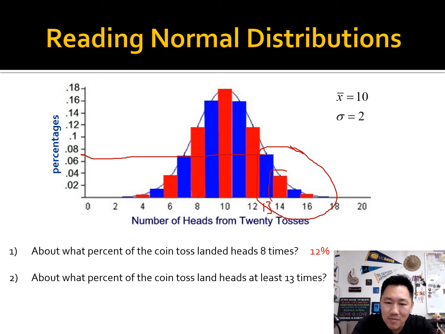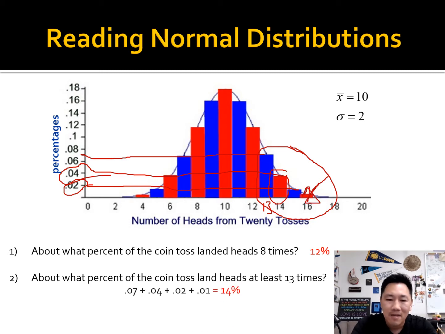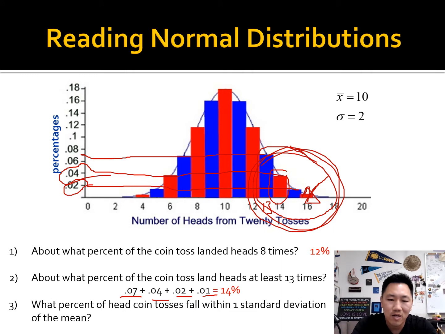And then we're going to look at this percentage, which if we go all the way across, looks like it's 4. And then we're going to look at this one all the way across, and it looks like it's at 2. And then this one's super small, so I don't think we even have to count it because it's so small. Oh, I did count it. It's 1%. And so you do the 7, the 4, the 2, the 1%, add them all up, and that is approximately 14%. All right? So at least 13 times means all of these together. All right? One more question on this chart.